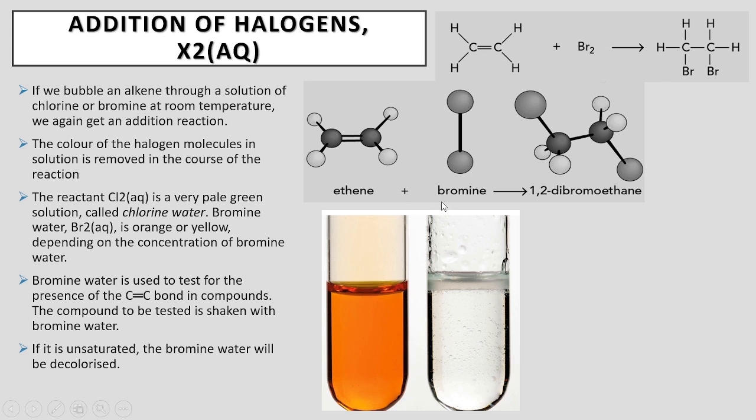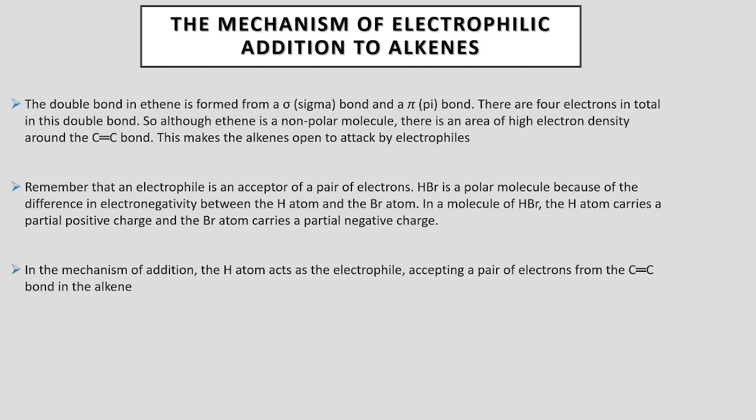Addition of halogen. A halogen like bromine can be added to any alkene to make a dihaloalkane. You can see here 1,2-dibromoethane is formed. The same reaction is also used as a test. Bromine water changes its color from orange-yellow to colorless if there is a double bond present in the organic compound.